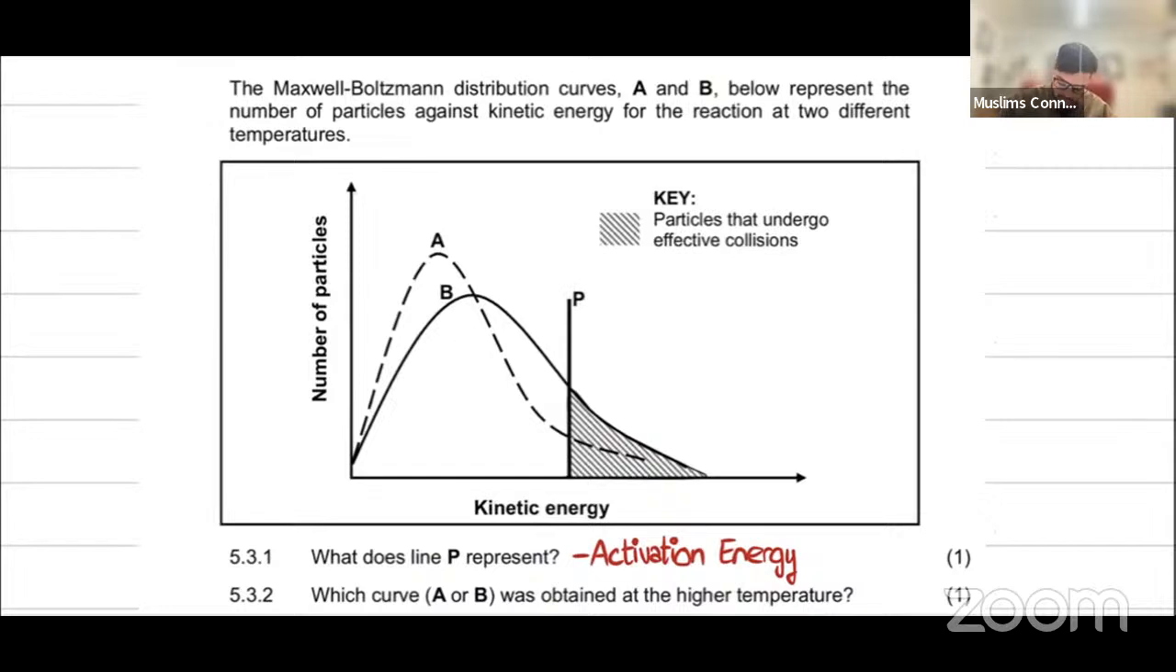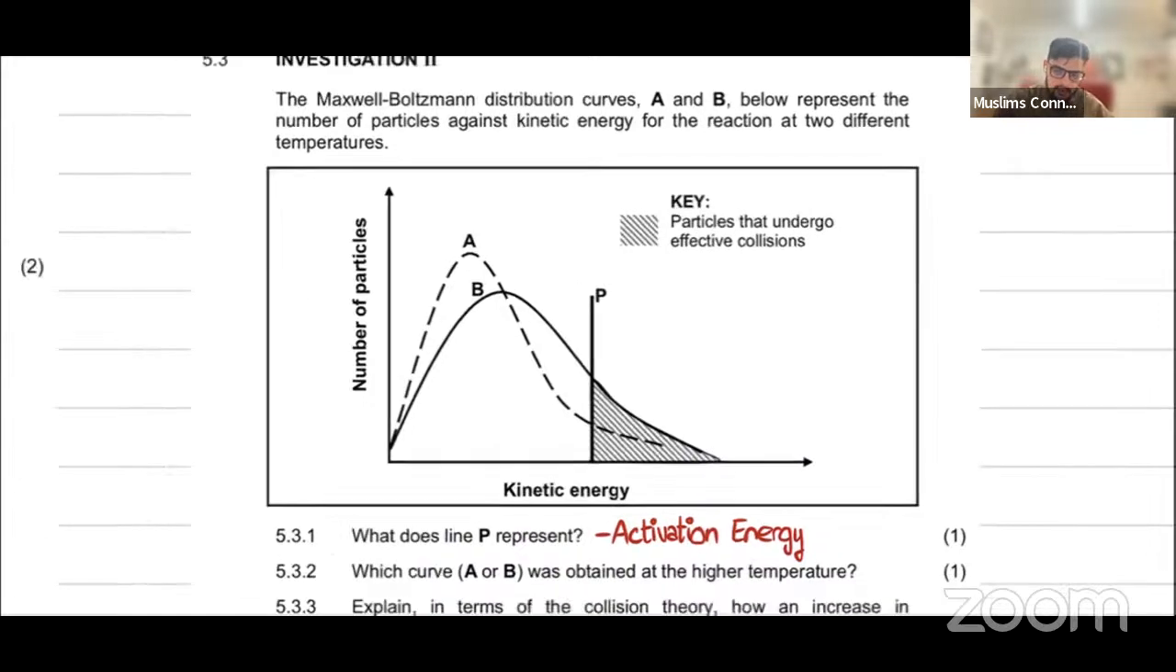5.3.2, which curve was obtained at a higher temperature? Let's see if we remember it. Even if you don't remember what the description for higher temperature in terms of the graph should look like, you can try and look at the graph and see which of these graphs have more effective collisions, because the one with more effective collisions would be higher temperature. So which graph was obtained at a high temperature? A or B? What do you guys think? B, okay. Hari says B.